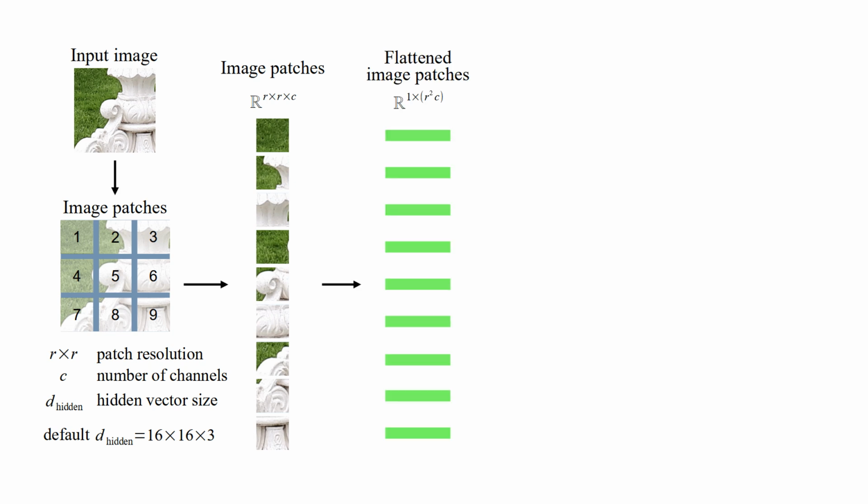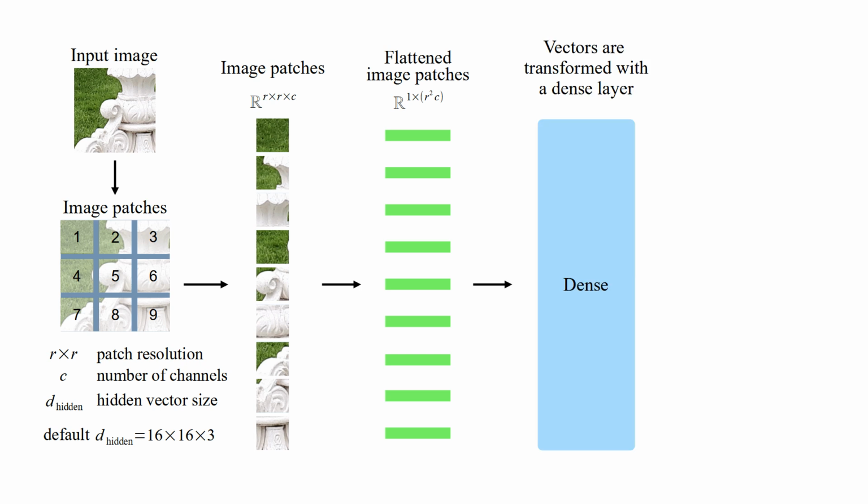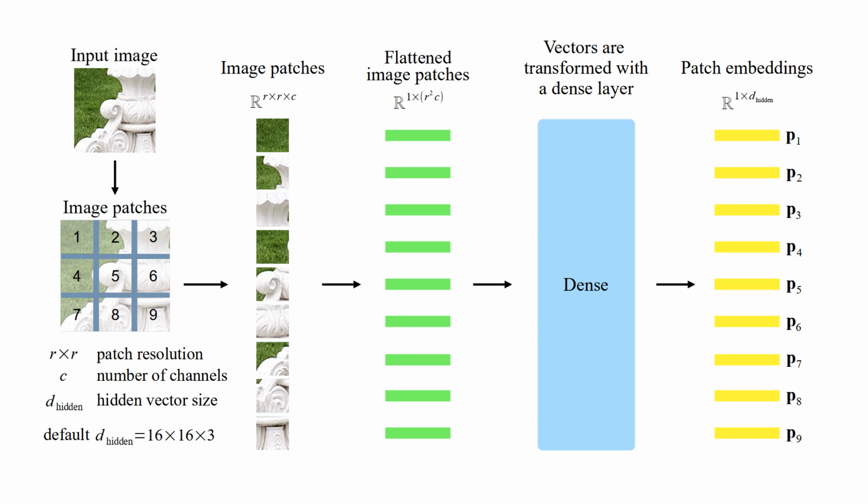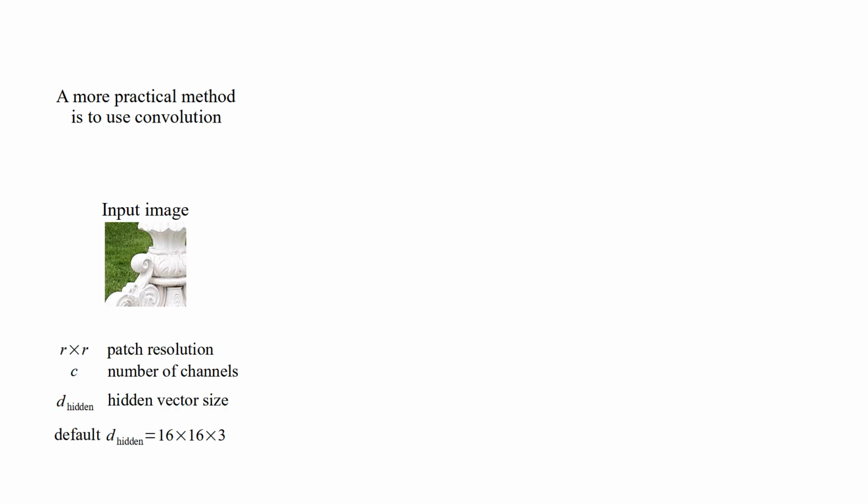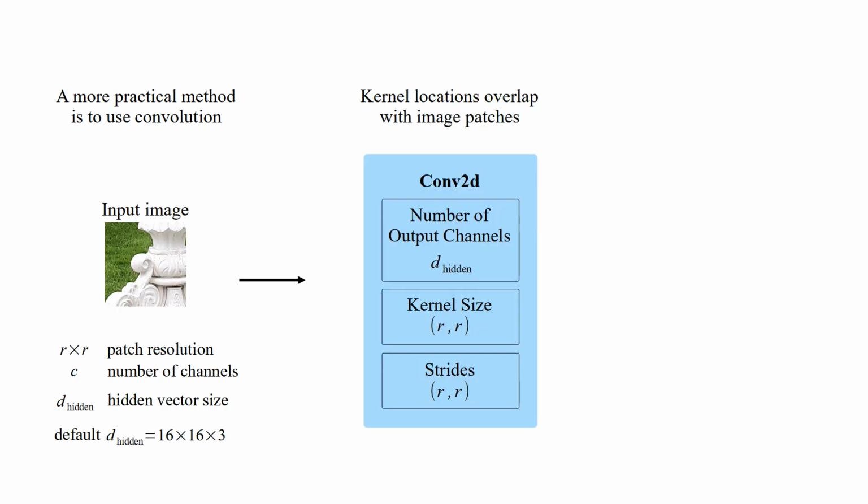Then patches are flattened. These 1D vectors are transformed linearly to patch embeddings using a dense layer with no activation. A more practical method is to use convolution. Number of output channels is D hidden. Kernel size and strides are equal to patch size. This way, kernel does not overlap with image patches.